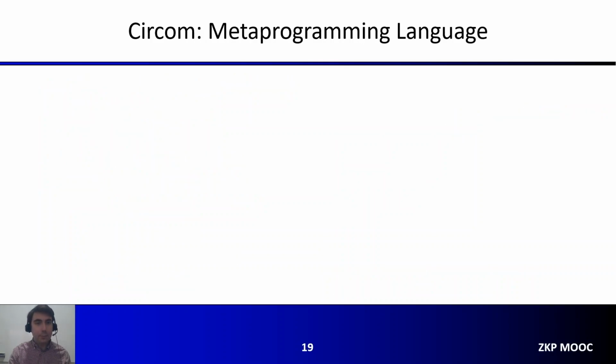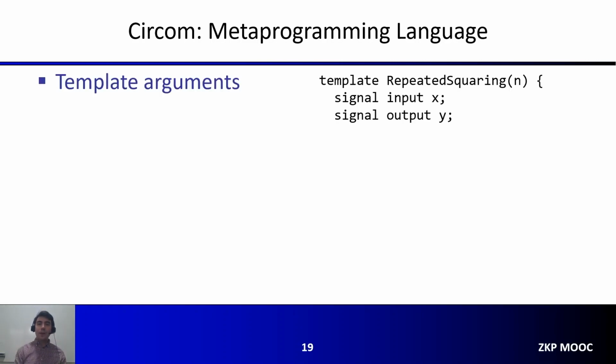This is a very simple example. Now it's time for a more complex one. We're going to look at a slightly more complex template that's going to show off some of Circom's meta-programming features. This template is going to check repeated squaring. So we're going to check that if you start with x, you square it n times, then you get y.